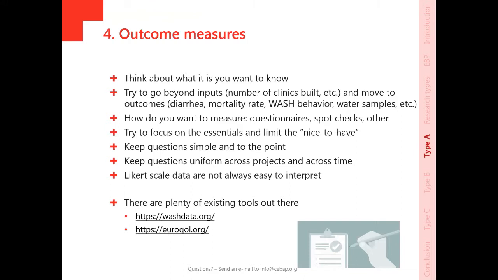Outcome measures. This is a very important aspect. First of all, think about what it is you want to know. Try to go beyond inputs and move to outcomes. What I mean by inputs are, for example, the number of clinics you have built, the number of chlorine dispensers that were distributed, the number of vaccines that were provided. While these are important data, I would try to look at the impact you have had as well. Try to measure morbidity, mortality, take water samples, look at behavior, and so on. So try to go beyond the input and move to output.